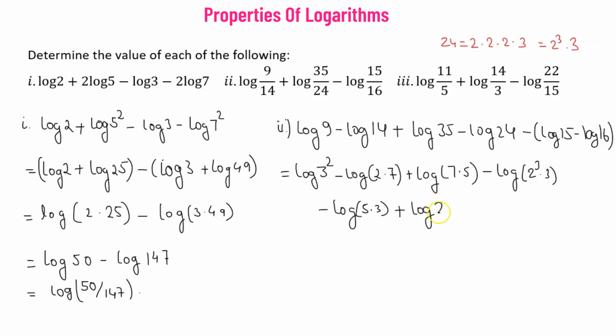So 16 is 2 raised to the power of 4. Right. Now finally, we will simplify all of them. So we have log of 3 squared. So this will be 2 times log of 3. Minus, so we have log of 2 times 7. There's a product here. So this will be log of 2 plus log of 7.